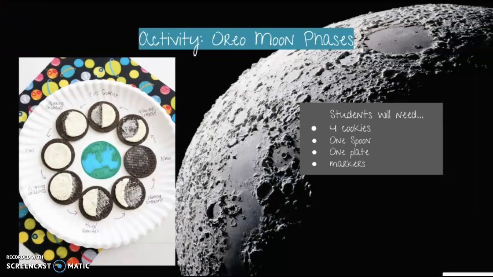The activity I have chosen to do with my students is the famous, fun Oreo representation activity. Students will need 4 cookies, 1 spoon, 1 plate, and markers to draw their Earth and Sun and label their moon phases. This should be a pretty easy task for students to do since I have their anchor charts up and students have their notes. Of course, once students have shown me, I'll take a picture and they can eat their cookies.